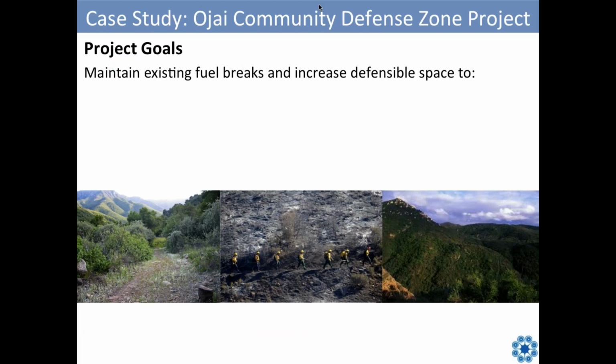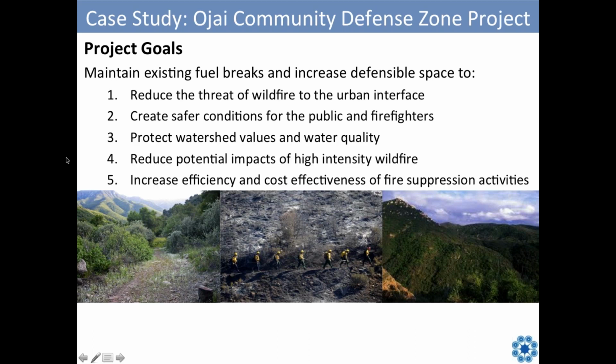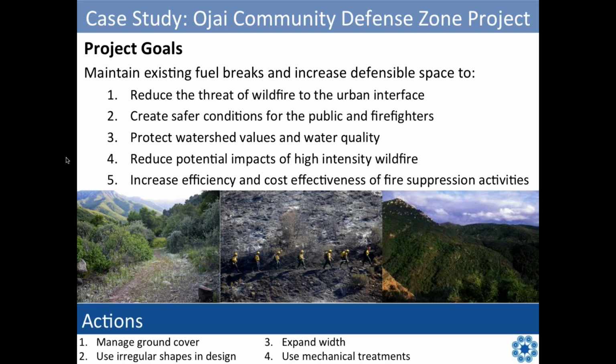The goal was to maintain existing field breaks and increase defensible space in order to reduce the threat of wildfire, to create safer conditions for the public and firefighters, to protect water quality, reduce the potential impacts of high-intensity wildfire, and then to increase the efficiency and cost effectiveness of fire suppression activities. And they had a number of different actions that were part of this particular project. It was things like managing ground cover, using irregular shapes in the field break design, expanding the width of the field break, and then using mechanical treatments.